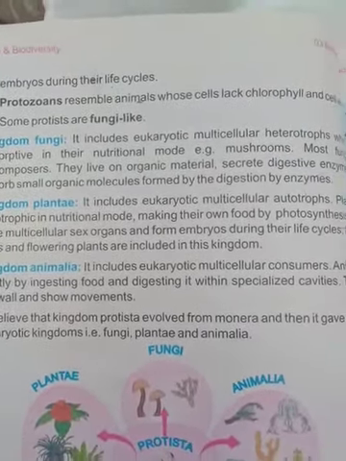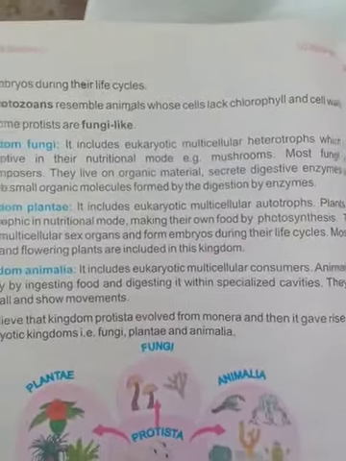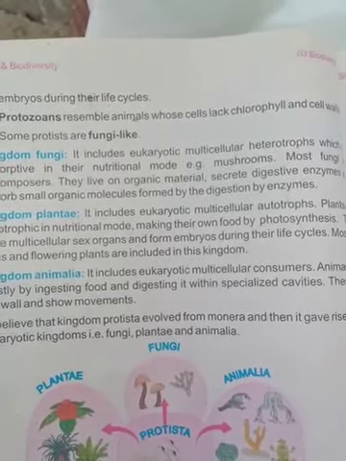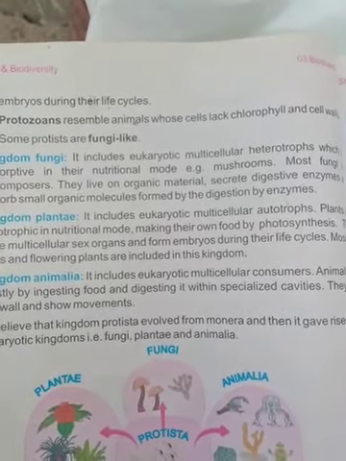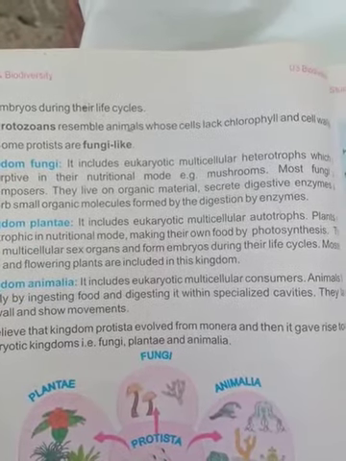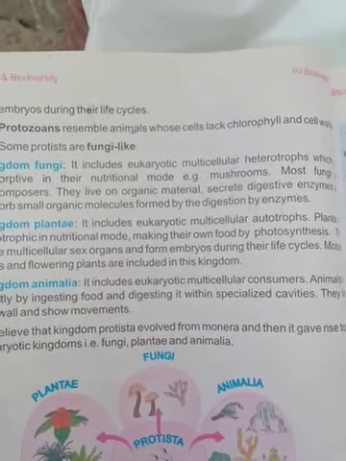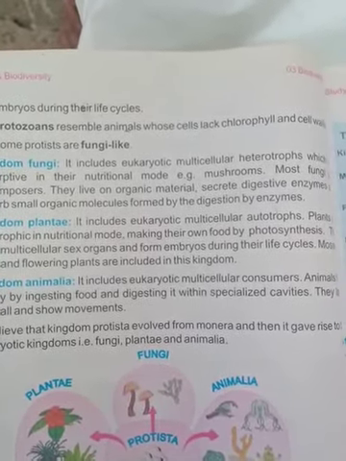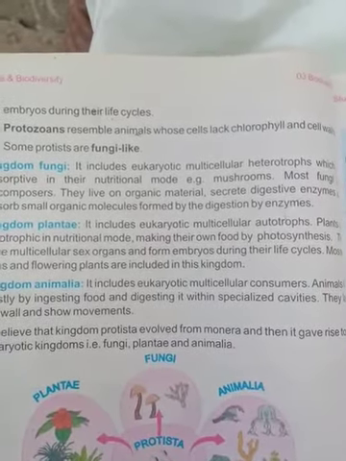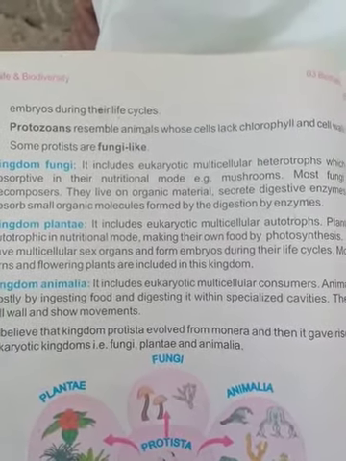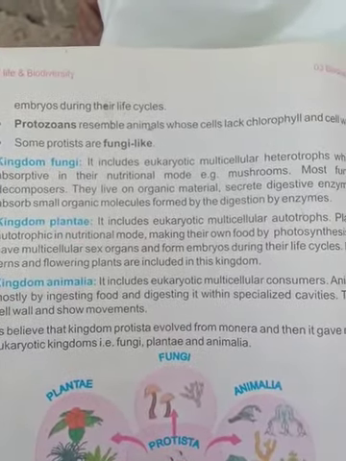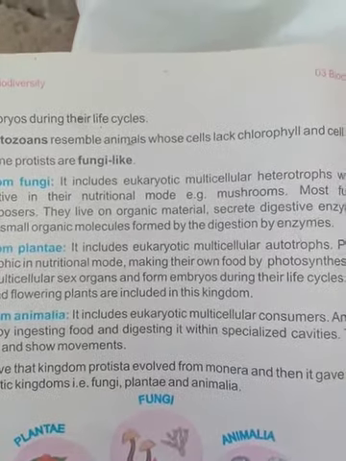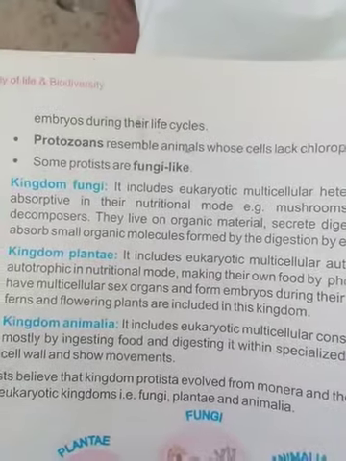Now kingdom Fungi. As you know, kingdom Fungi includes organisms which are heterotrophic in nature. They are multicellular heterotrophic, and they are unicellular also. An example of a unicellular fungus is yeast, which is also heterotrophic in nature. So fungi are organisms which are heterotrophic in nature. They cannot synthesize their food, and their mode of nutrition is absorption. For example, mushroom. Most of the fungi are decomposers.